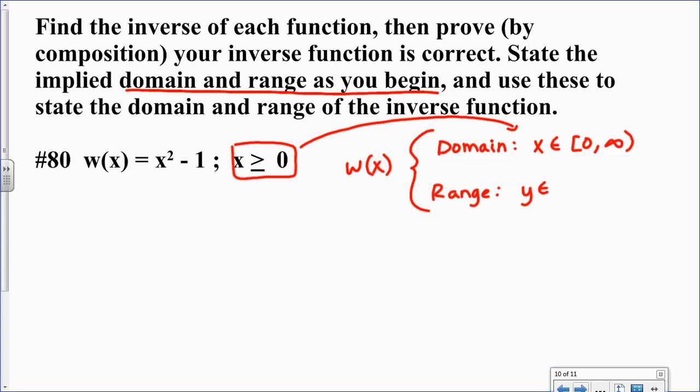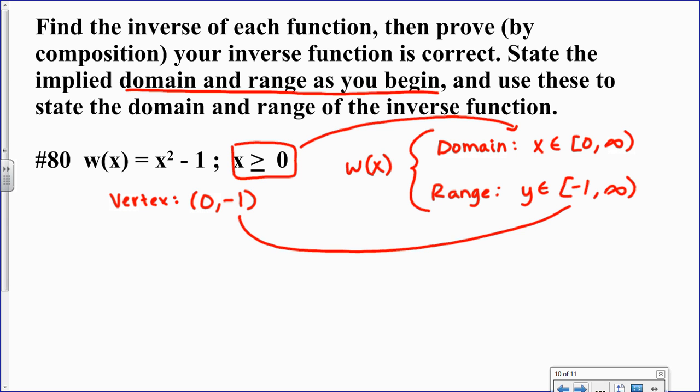And now think about what the graph of that looks like. So x squared minus 1, you shift which way? Down 1. So your new vertex is at 0, negative 1. That means for your range, you start at negative 1 and you go up, so positive infinity. So that's where you can get your range.